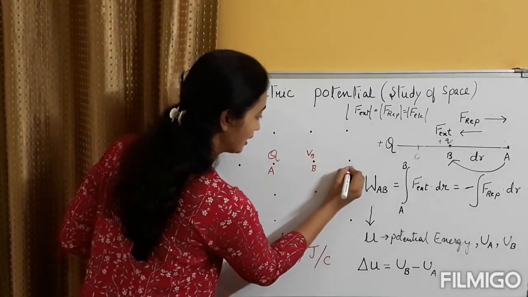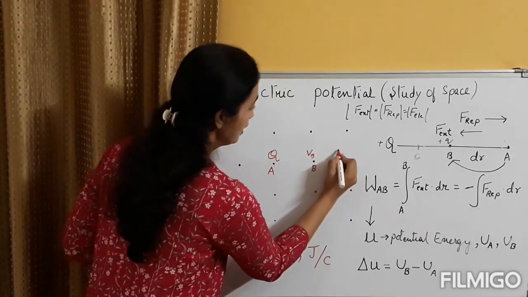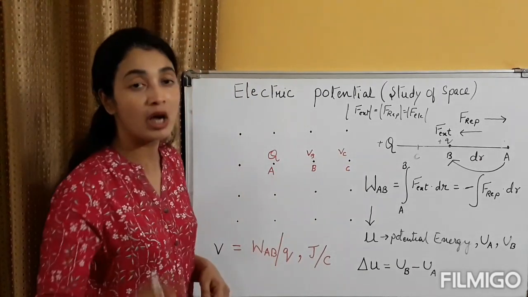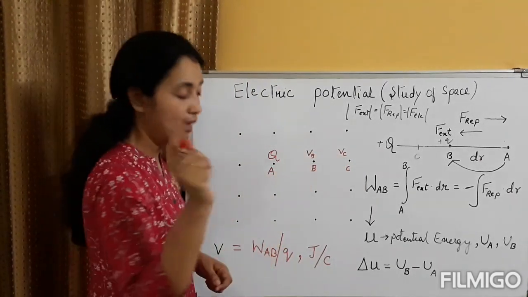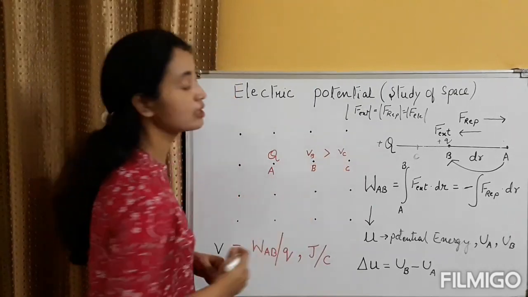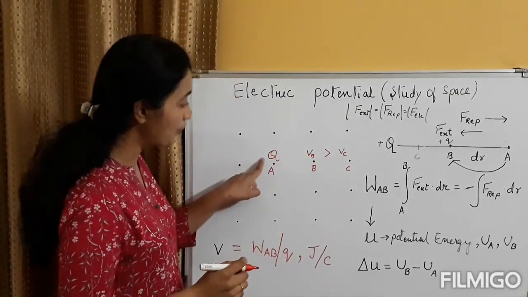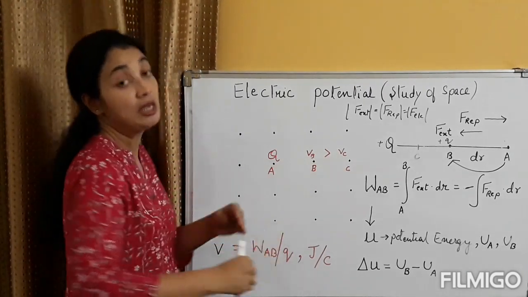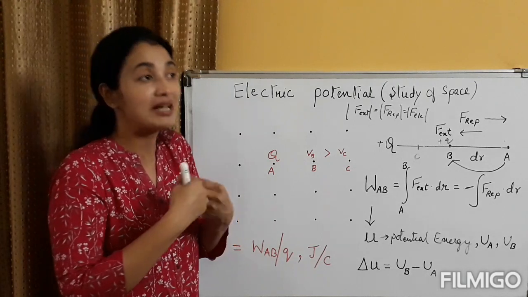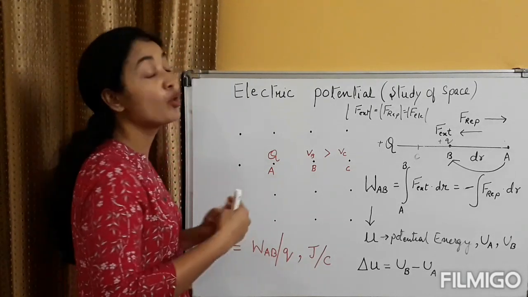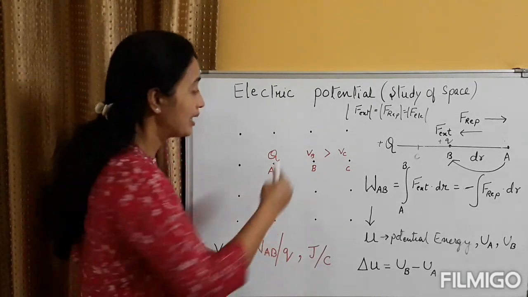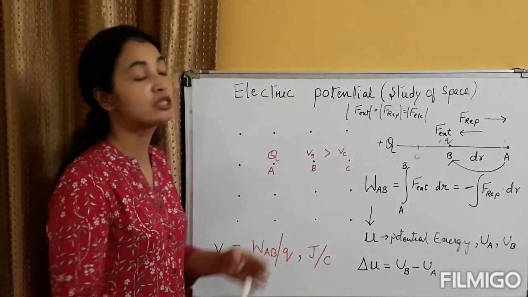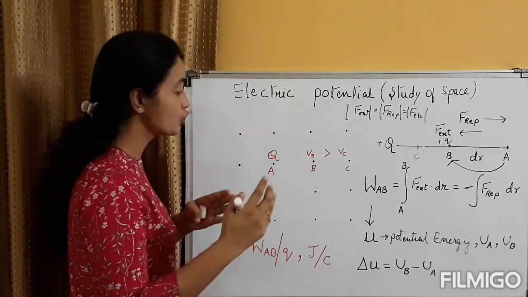Will there be any potential at the point C? Yes, of course. There will be some potential at the point C also. And what would you like to comment about potential at B and C? Yes, potential at B will be greater than potential at C because it's a positive charge, and the closer you come to the source charge, the work done will increase, the external force will increase, and more energy is stored. But as you go on moving away from the source charge, the potential value goes on decreasing.